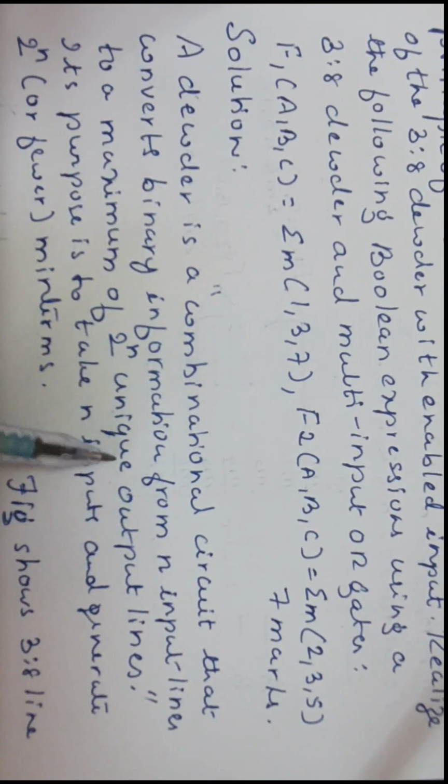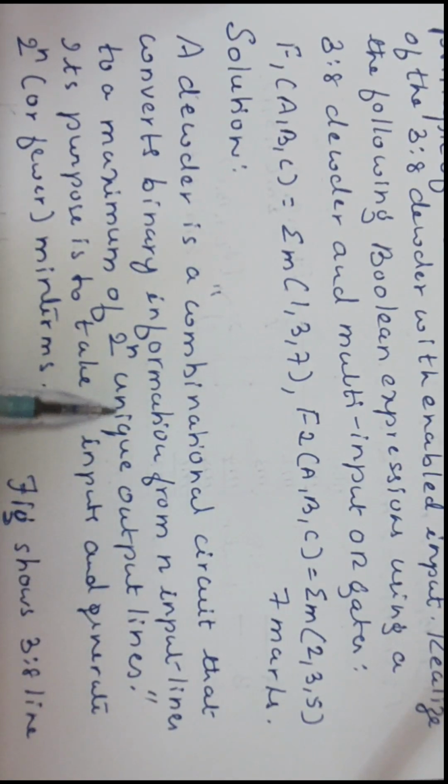It takes n inputs and generates 2^n unique outputs. The number of outputs may be less than 2^n also, so it is called an n to m line decoder. If n inputs are there, m will be 2^n or lesser. Unique output lines means if n equals 3, 2^n means 8, since 2^3 is 8. So for 3 inputs, 8 output lines will be there.